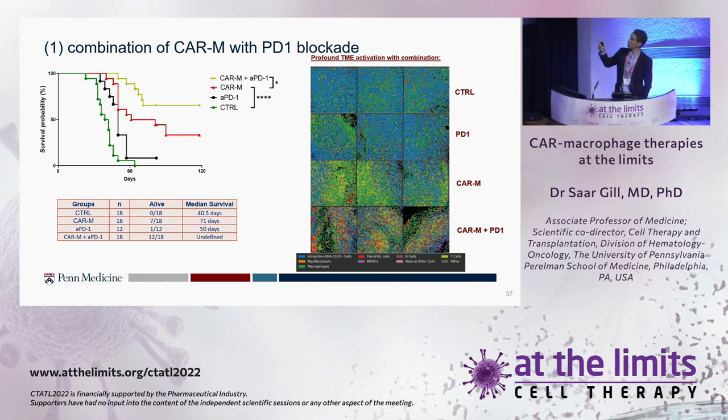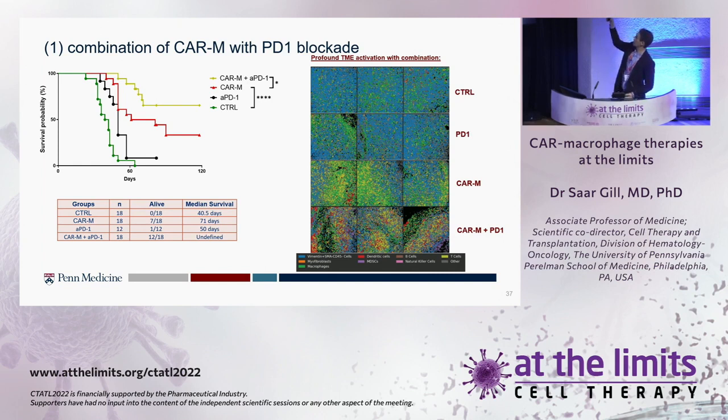If you look at the different groups, the lime green group is the one where we combine CAR macrophages with a PD-1 inhibitor, and that is indeed the one in which we have better survival of the mice, and that is the next iteration of the clinical trial. And if you look over on the right, we have evidence of profound TME activation. Each panel is essentially a replicate.